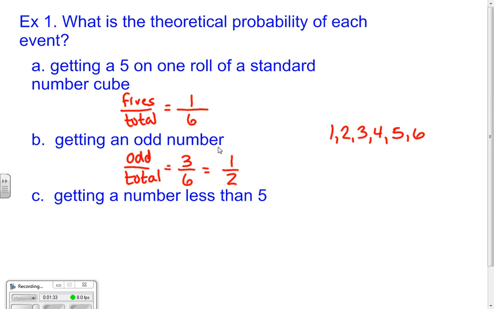Letter C, getting a number less than 5. That means I want less than 5s on the top, total on the bottom. There are 4 numbers less than 5. Out of 6 total, gives me a probability of 2/3.